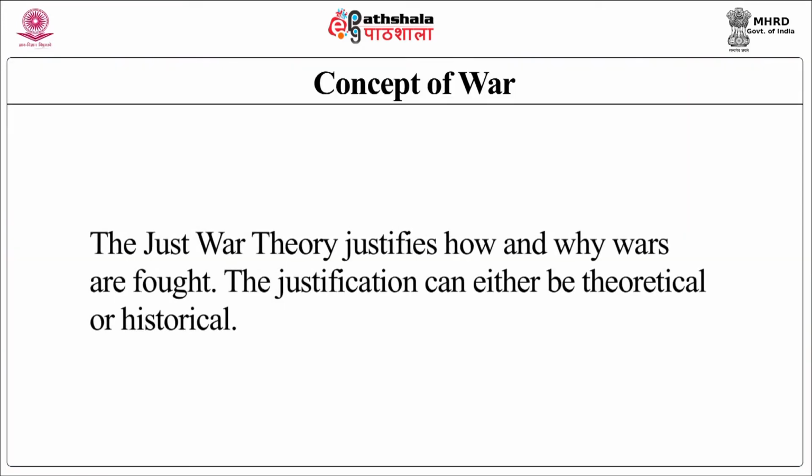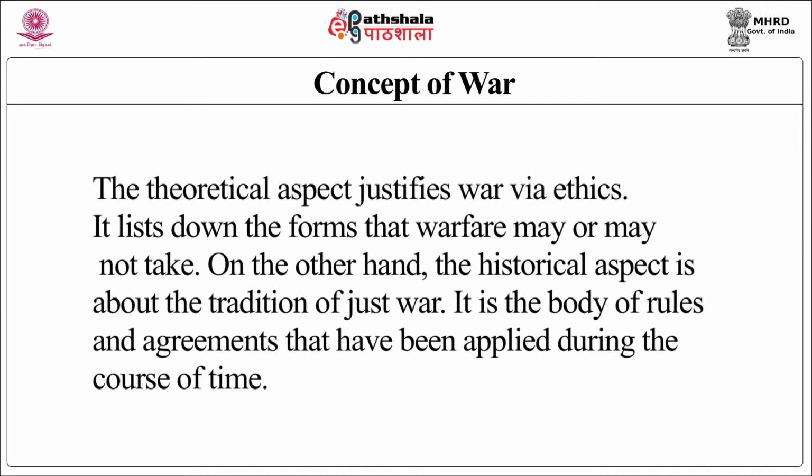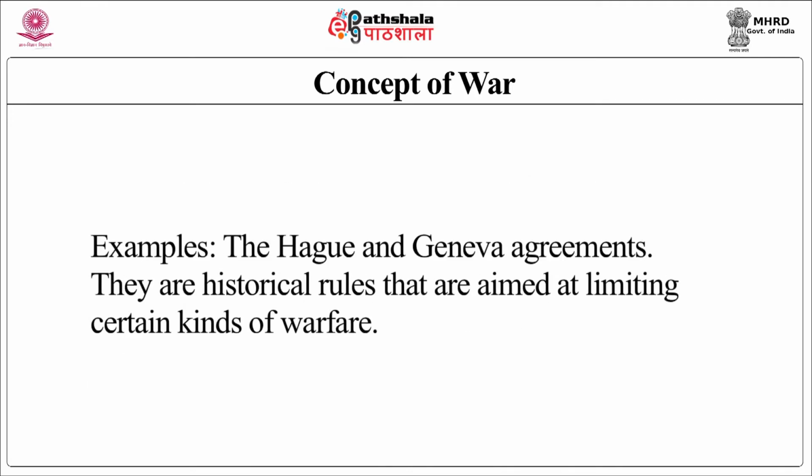The just war theory justifies how and why wars were fought. The justification can either be theoretical or historical. The theoretical aspect justifies war via ethics. It lists down the forms that warfare may or may not take. On the other hand, the historical aspect is about the tradition of just war. It is the body of rules and agreements that have been applied during the course of time. The examples are the Hague and Geneva agreements. They are historical rules that are aimed at limiting certain kinds of warfare.